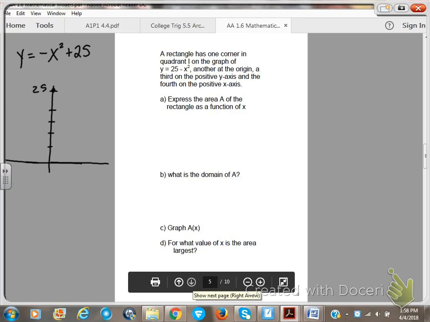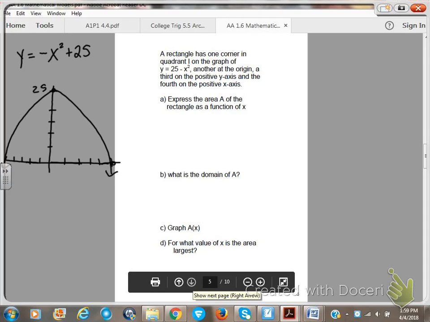So it'd be negative 25 equals negative x squared. You can divide that by negative 1, so it'll be 25 equals x squared. If you square root it, that'd be 5. And negative 5, but yes. Yes, that is true.